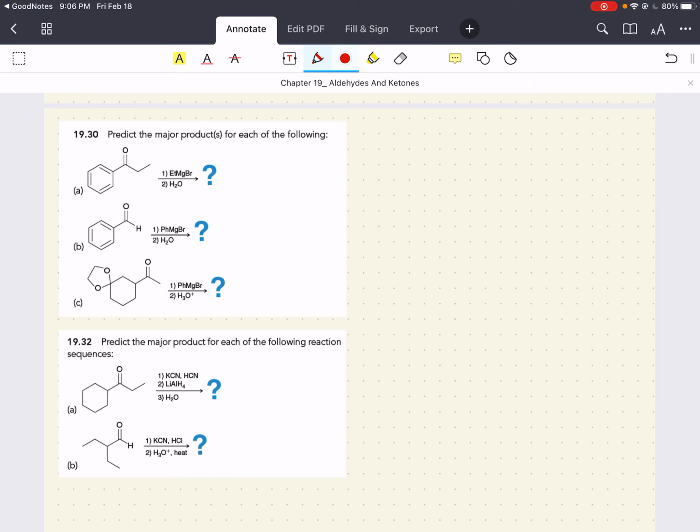So here, this question says, predict the major product for each of the following. All right, so here we have our good old ketone, and look, this looks exactly like Grignard reagents. We know how Grignard reagents work now. What we get as a product is that our carbonyl is no longer a carbonyl. Instead, it's an alcohol group, and then whatever alkyl group we have attached to the magnesium bromide. In this case, we have ethyl. So we have an alcohol group and an ethyl attached to the same carbon. All right, so this is our product.